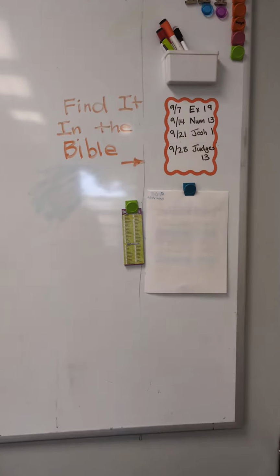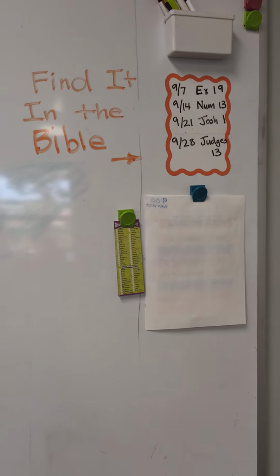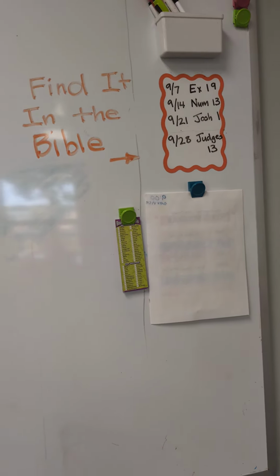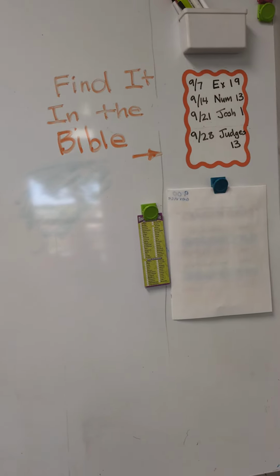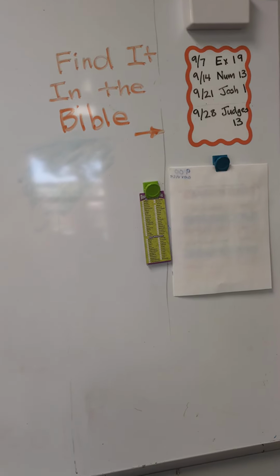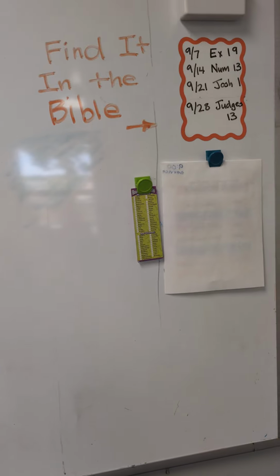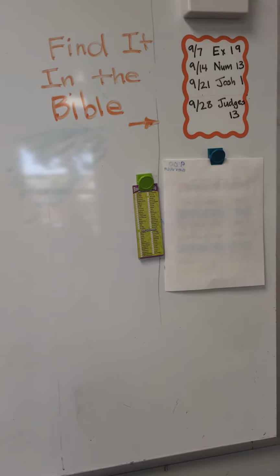Before you come back for large group, though, this is the Find It in the Bible. It is in both classrooms. It's just labeled by date. So if you're on September 7th, they need to be marking in their Bibles Exodus 19, and just locating that and marking it before they come to large group.